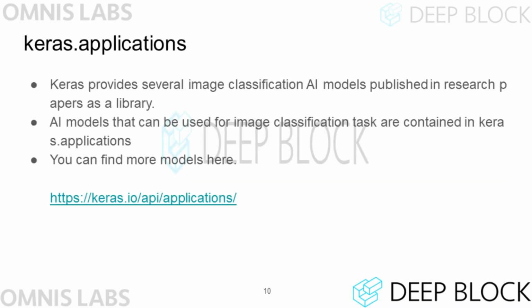Now, let's explain the first part you see in the code. If you look at the first line, you can see a module called Keras.applications. Keras provides various image classification AI models published through papers in the form of a library. These models are implemented in Keras.applications. We will use one of these models today. If you want to check the various models that exist in applications, please check out the following link.